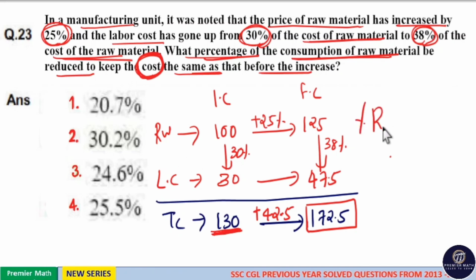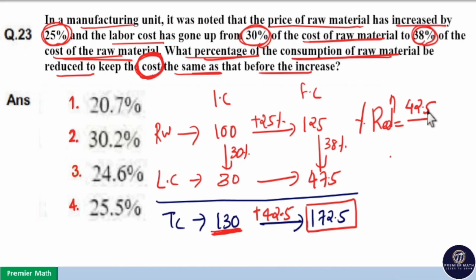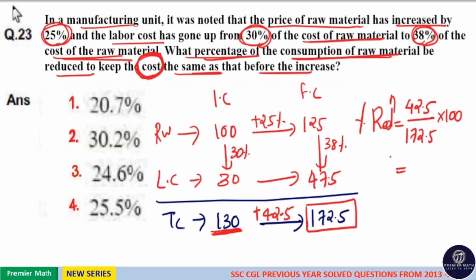So the percentage reduction in the consumption of raw material is the same as the percentage reduction of total cost. Here we should reduce 42.5 from 172.5. So percentage reduction is equal to 42.5 out of 172.5 into 100, which is equal to... 25 goes 4 times in 100. So 4 into 4 is 16. 25 goes 17 times in 425.